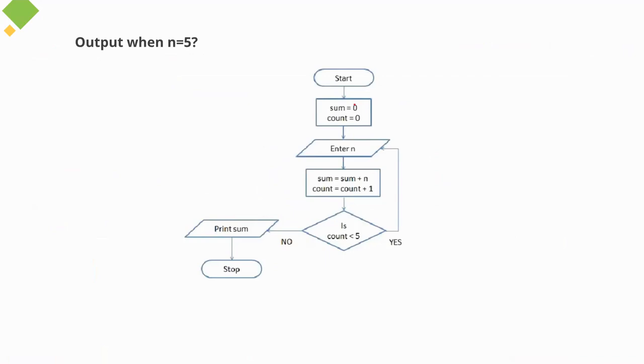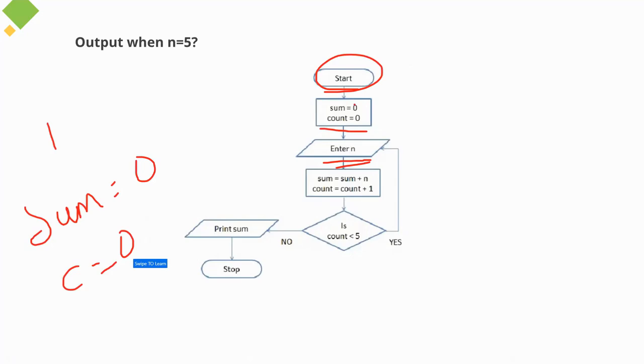Now you see the output when n equals 5. First it starts, then initializes sum equals 0, count equals 0. Enter n. Say I am entering n as 1. So sum equals sum plus n. Initially sum equals 0, count equals 0. Now sum will become 0 plus 1, that is 1. Count increases by 1. Is count less than 5? True. Go again, take the n value.